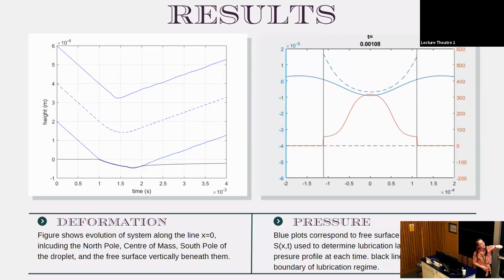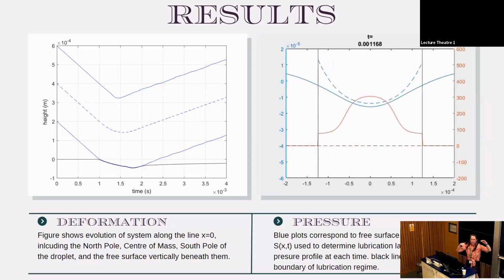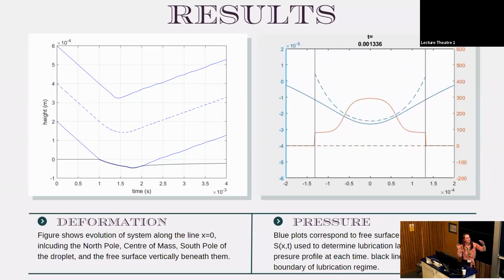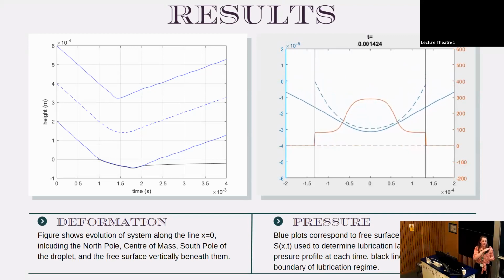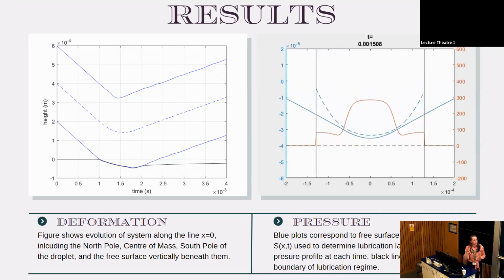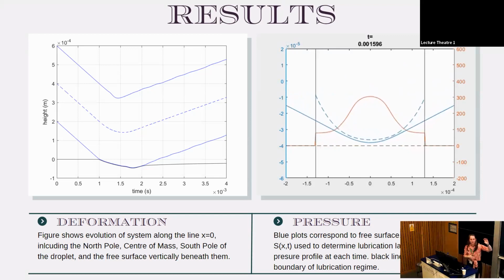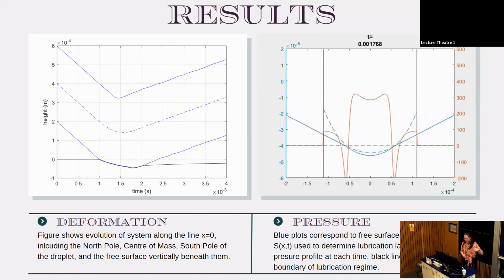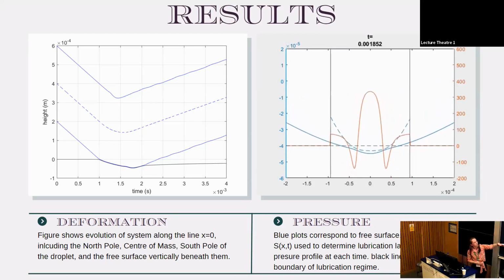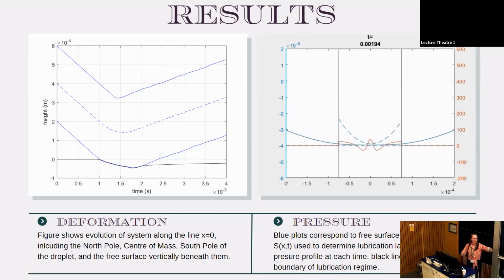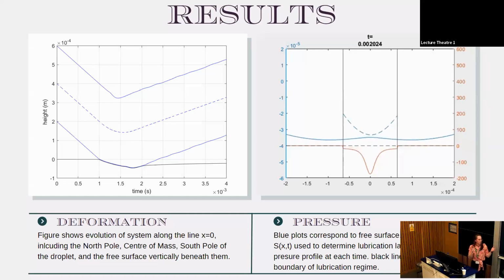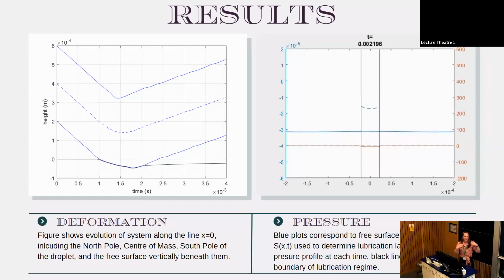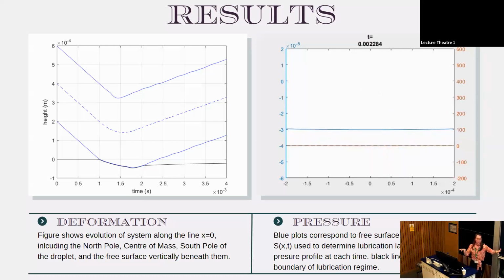Now the video. In blue, you have the free surface, and it will loop around, so don't worry if you're confused. The blue solid line is the free surface. The dashed line is the south pole of the sphere. The red is the pressure calculated at each time step that is then fed back into the system. And the vertical black lines are just my boundary for the lubrication regime. Outside of this, basically nothing is happening except the free surface and velocity potential keep being computed for the full domain.